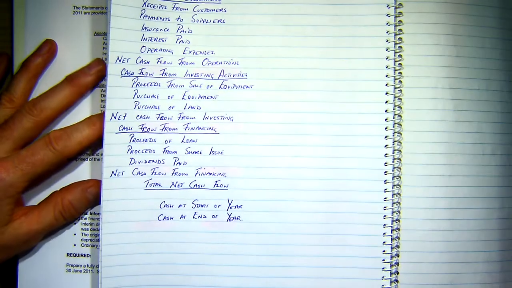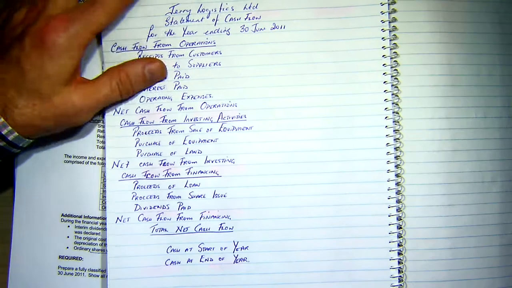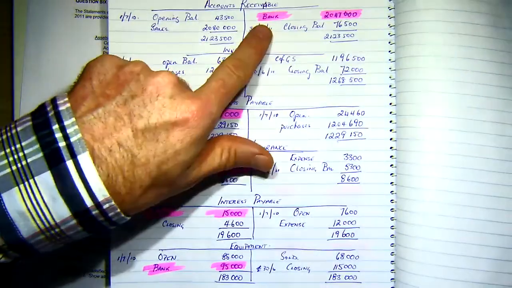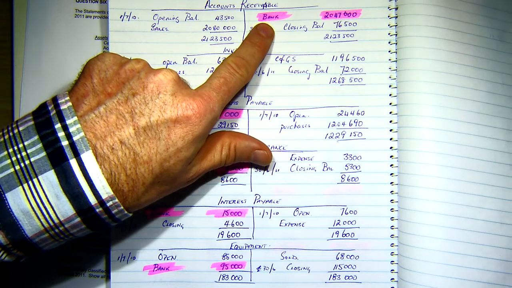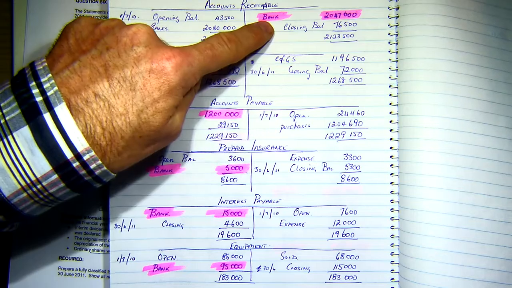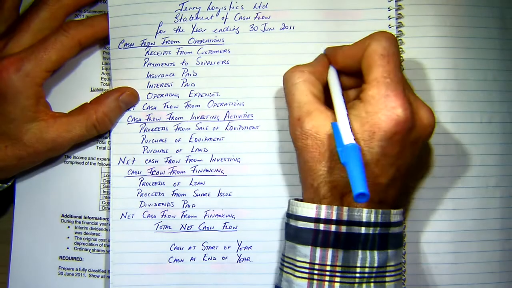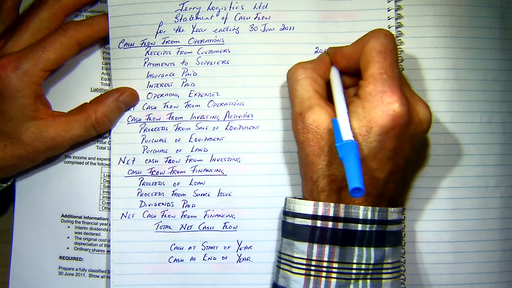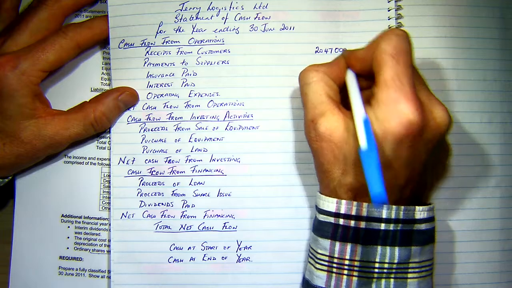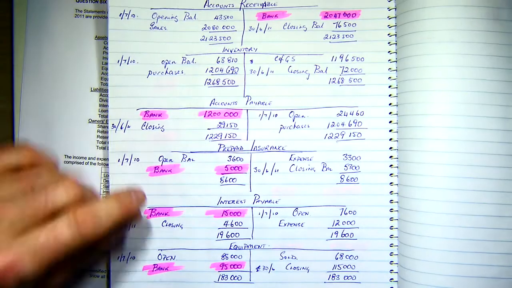My cash flow statement is here. So my first item, receipts from my customers. Receipts from my customers is what went through my accounts receivable. So receipts from customers is 2,047,000. Because it's an inflow, I'm leaving it as a normal figure.